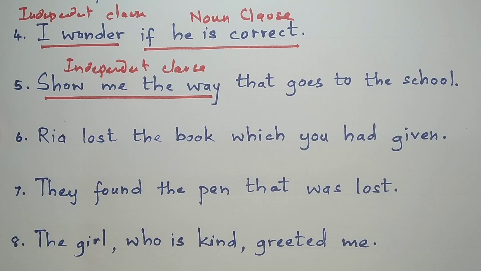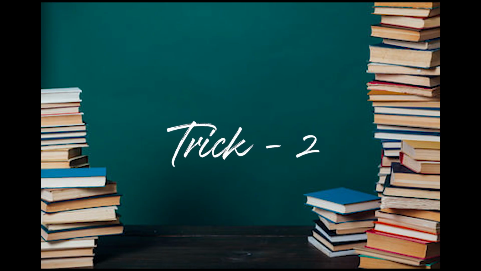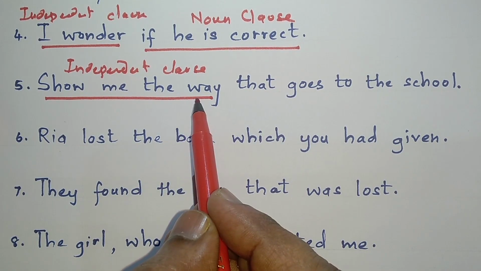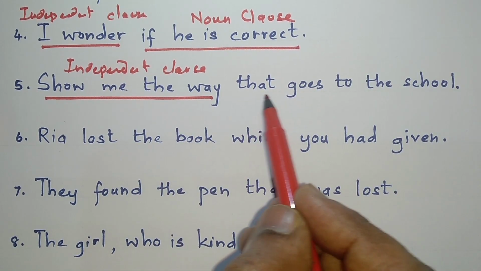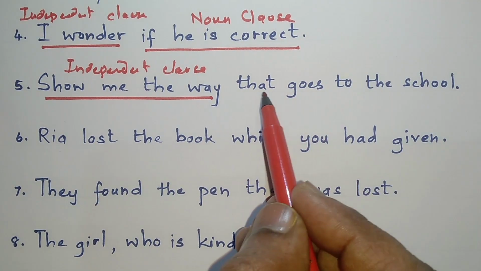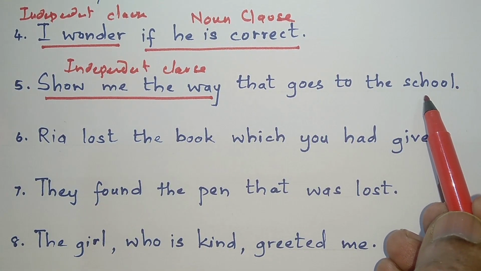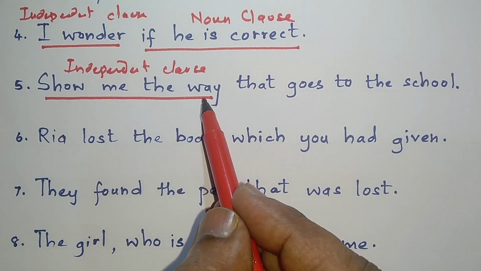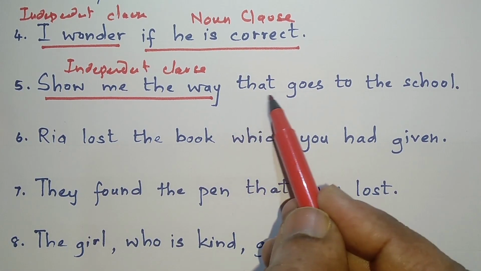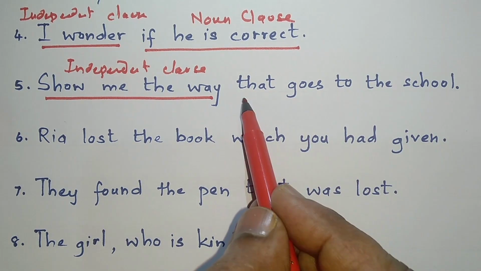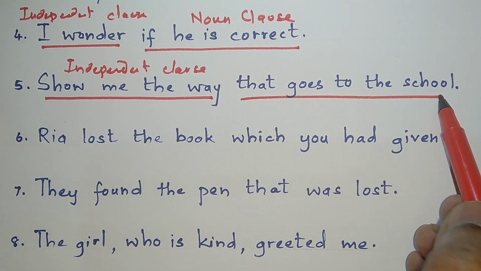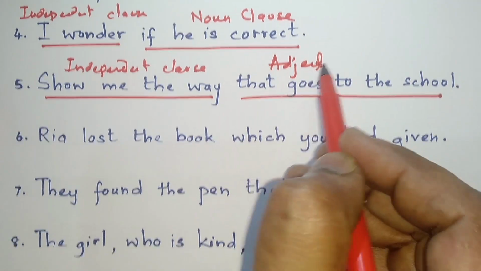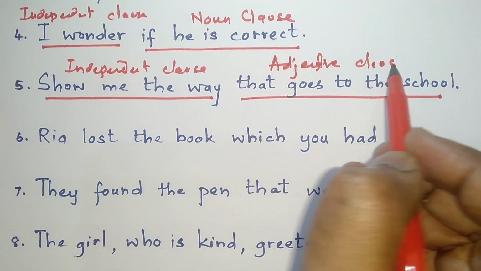Then, well, here comes the second trick. Ask the question which to the noun of the independent clause. And if your dependent clause is the answer, then the dependent clause is an adjective clause. Well, let's apply this trick. Show me the way. Which way? The way that goes to the school or that goes to the school? Yes, your dependent clause is the answer. So your dependent clause is an adjective clause.